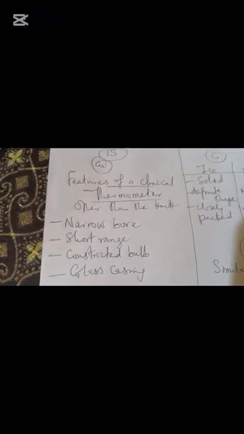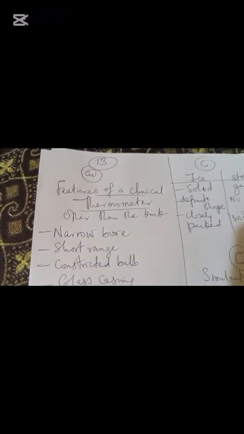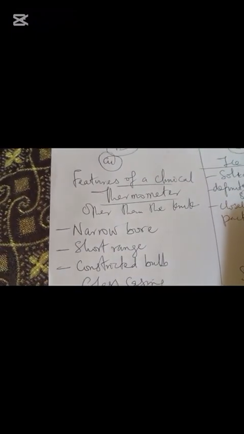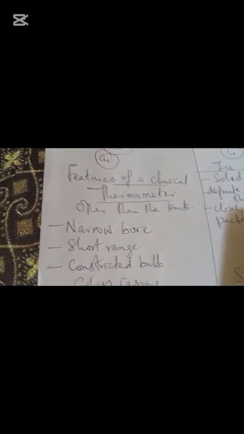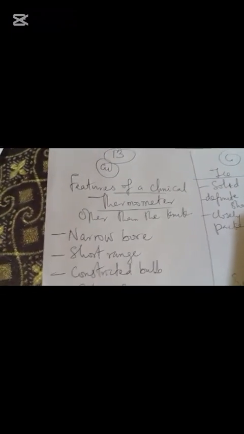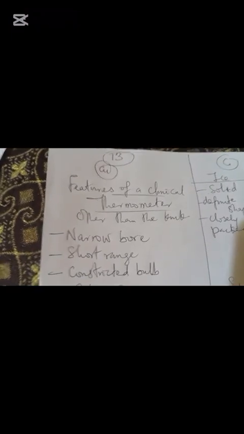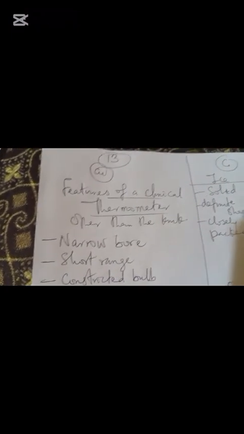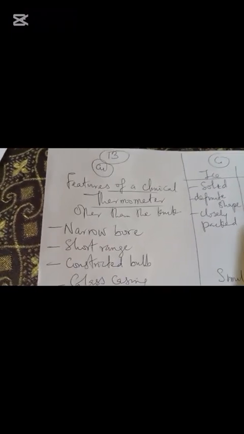Now, without wasting time, we have the questions. I'm going to start from question number 13, which is part of Section B. It says you should list 2 features of a clinical thermometer other than the NIC. Here I'm giving out 3. I mentioned narrow bore, short range, constricted bulb, and glass casing. The question is to list 2.